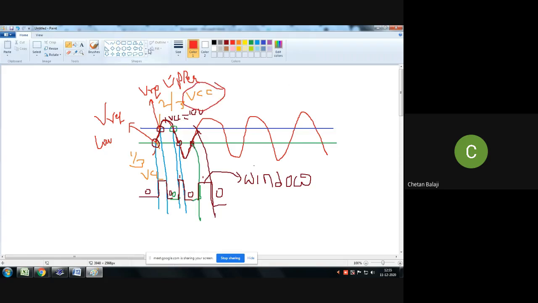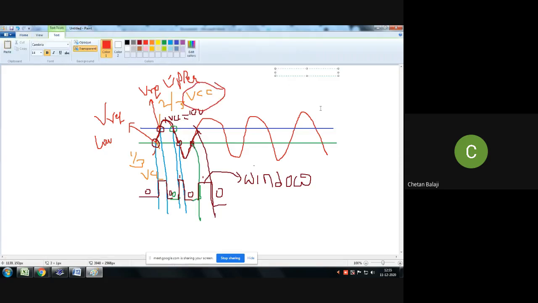If my VCC equals 10 volts, then 1 by 3 VCC equals 10 by 3, which is equal to 3.33. 2 by 3 VCC equals 20 divided by 3, which is somewhere around 6.66. Therefore, this is my V reference lower, and this is my V reference upper.